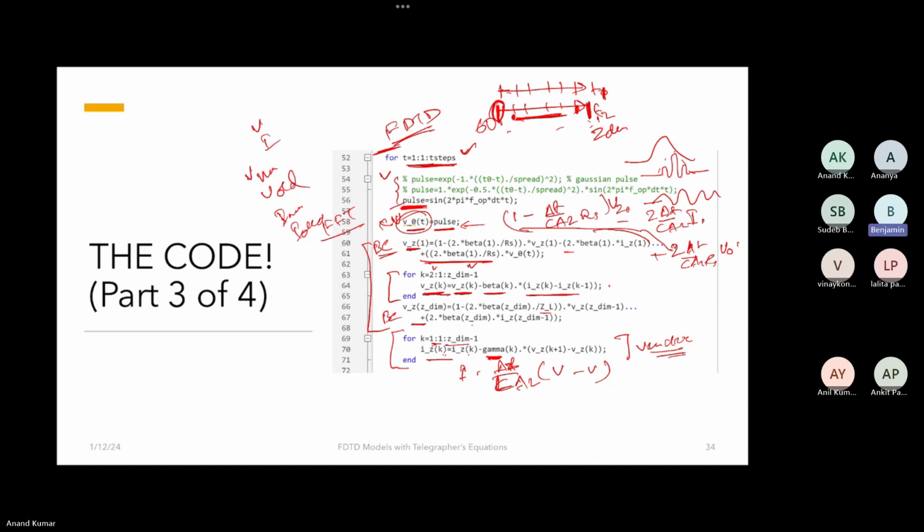Okay, thanks. Anand, I have one simple doubt. Yes, Ankit. Could you go back to part number 2 of your code? Yes.